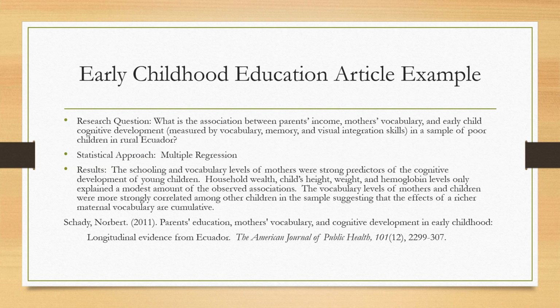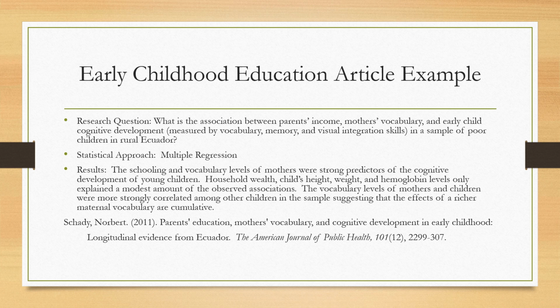Here's an example of a correlational study published in the American Journal of Public Health. The research question posed was, what is the association between parents' income, mother's vocabulary, and early child cognitive development in a sample of poor children in rural Ecuador? The statistical approach used was multiple regression.